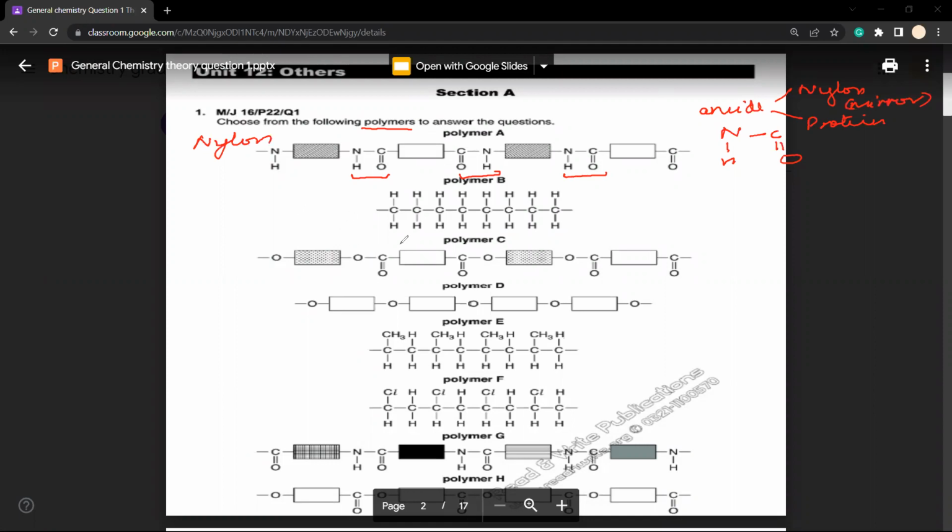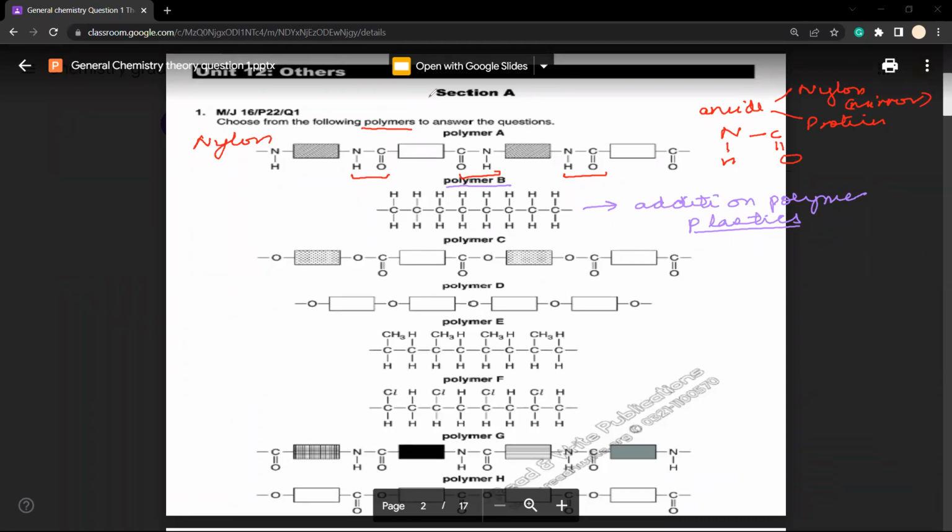Now I'll be moving on to the question, but just looking at all these polymers, I'm trying to recap that concept of polymerization. Now, the next one, that's polymer B, I can see here that there is no specific linkage like ester linkage or amide linkage. So this is an example of an addition polymer, right? And addition polymers are generally known as plastics, and they are difficult to disintegrate or difficult to break down.